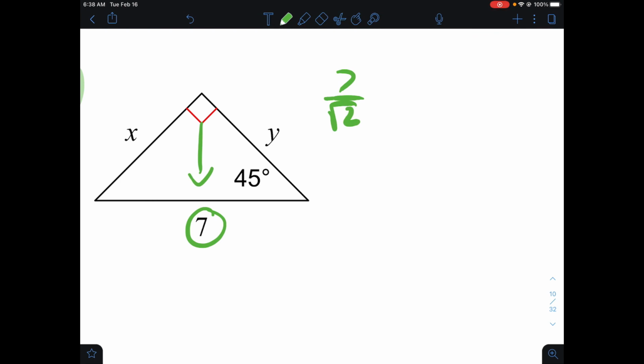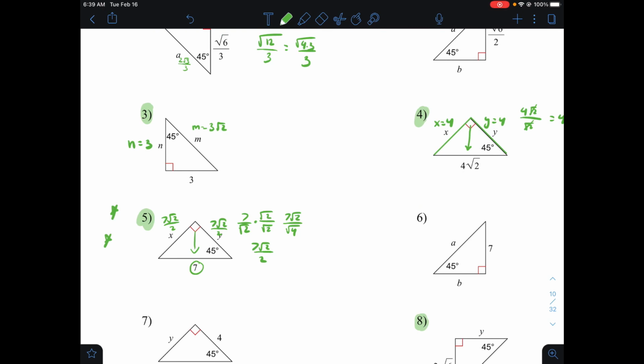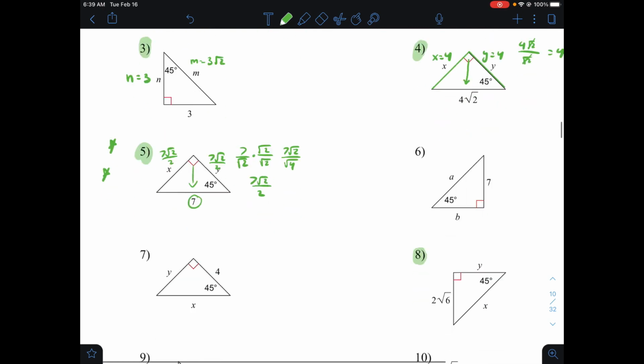Now, if you remember working with radicals, we don't like to leave the radical in the denominator. So what we do is we're going to rationalize it. So we're going to multiply the top and the bottom by root 2 over root 2. We get 7 root 2 over root 4, which is going to end up becoming 7 root 2 over 2, which is going to be our legs here. All right, let's do one more together. I know these are tricky, but you guys are doing good.